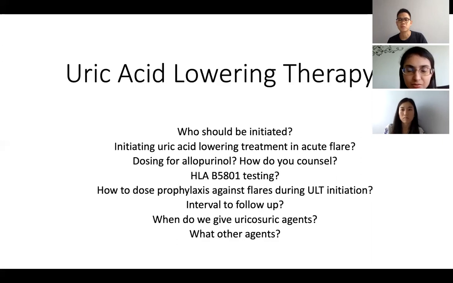With regards to counseling on allopurinol, we tend to tell them that there is a risk of GI intolerance, so diarrhea, nausea. There may be a small increase in transaminases, which is why we tend to monitor them frequently. The other thing that most of us are concerned about would be hypersensitivity syndrome.